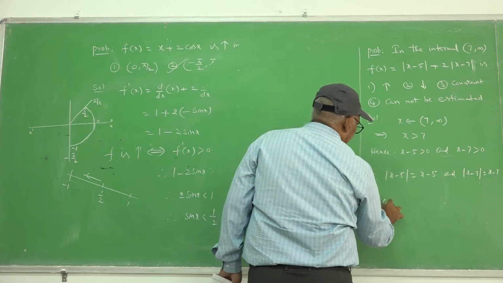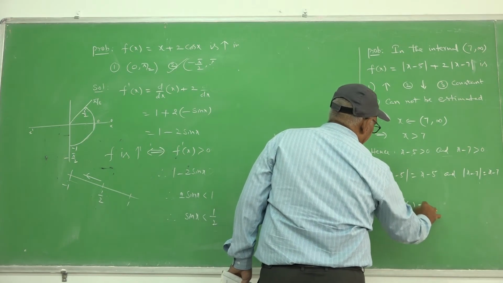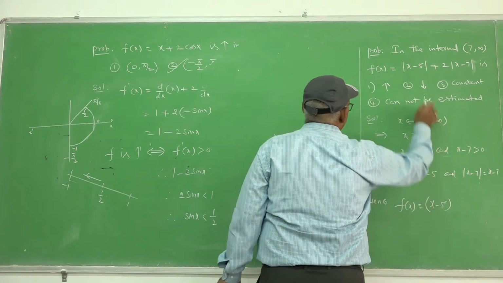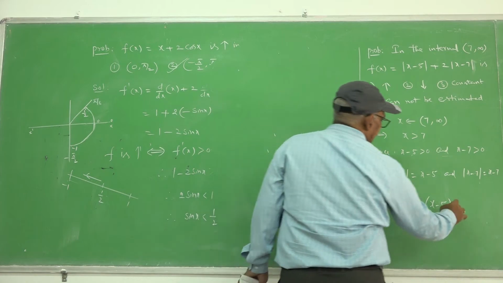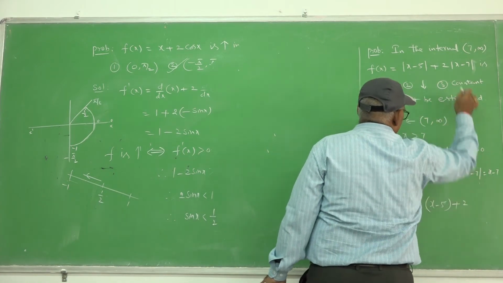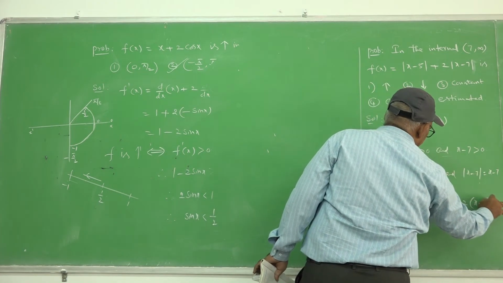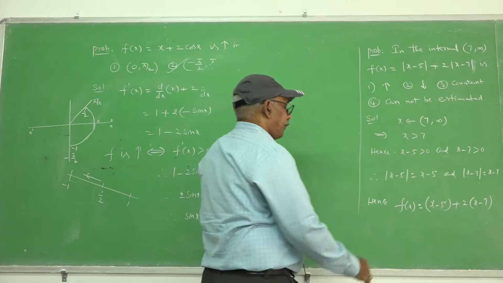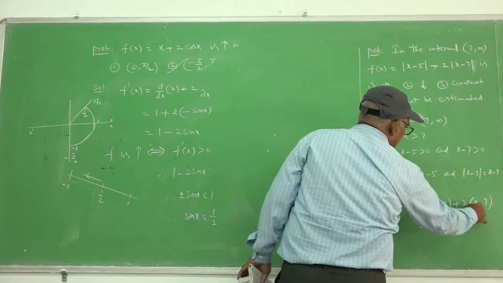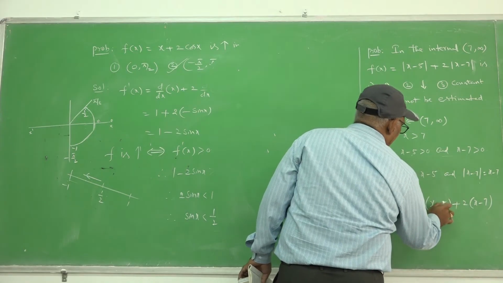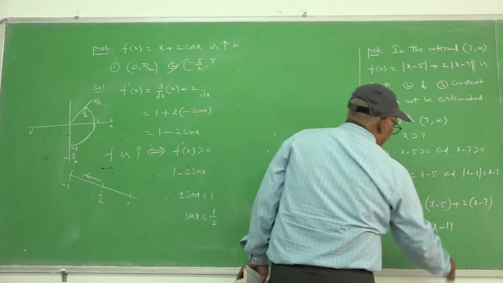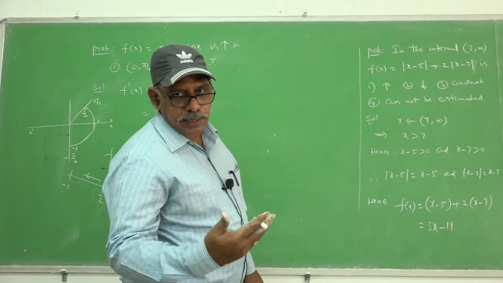Hence, the given function becomes: mod x minus 5 is the same as x minus 5, plus 2 into mod x minus 7, which is the same as x minus 7. So the given function is x plus 2x, 3x, minus 5 minus 14, minus 19. This is our f(x) for x greater than 7.